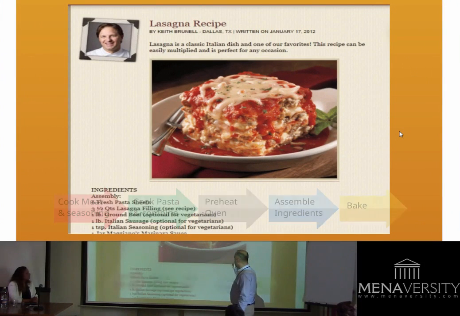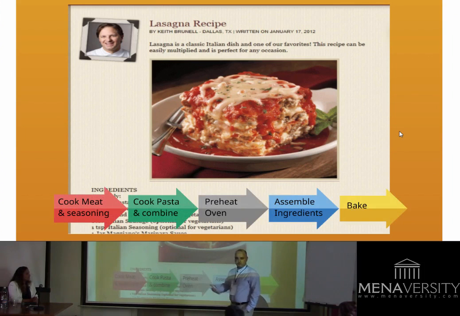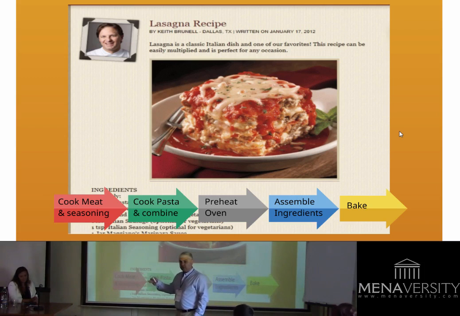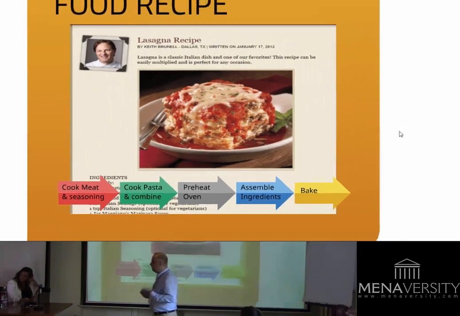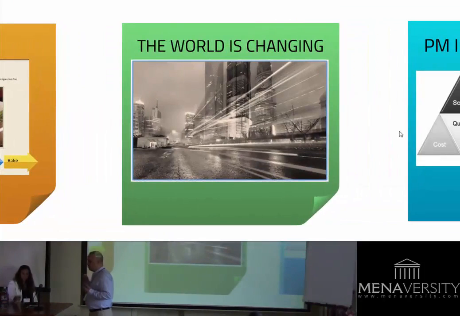So in our case, you just cook the meat, cook the pasta, preheat the oven, assemble the ingredients, and bake, and voila, you have your lasagna. The thing is, this almost never happens in the IT world, in the software world, in the instructional design world, and the e-learning world. In the real world, it doesn't happen because it boils down to managing variances. There are always changes. The world is always changing.